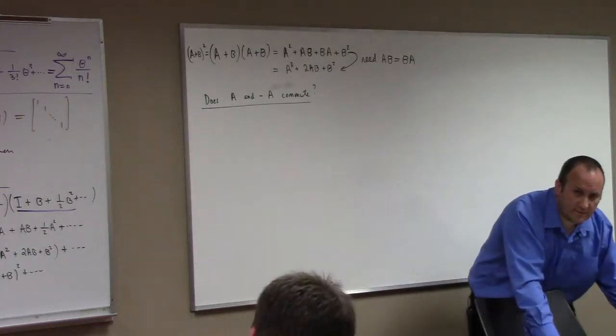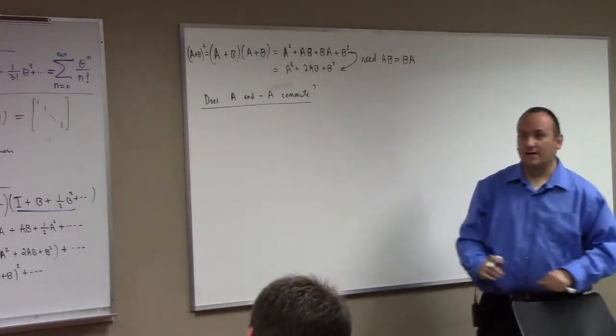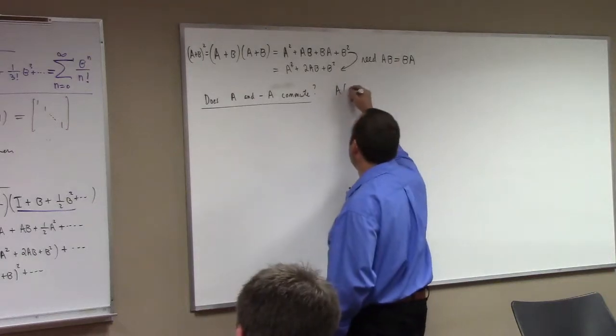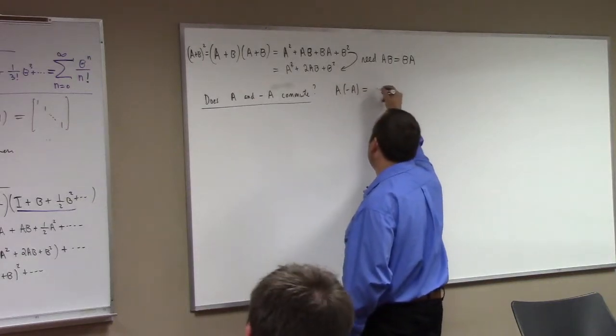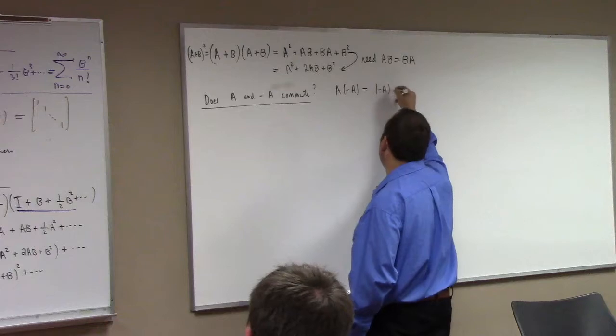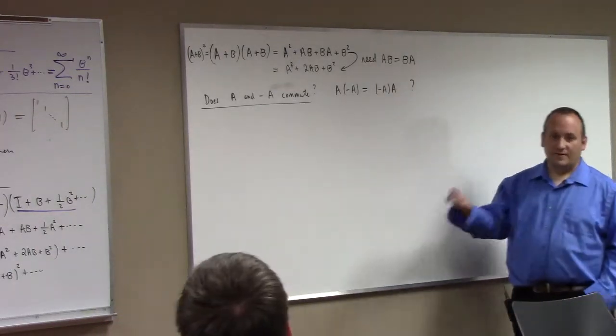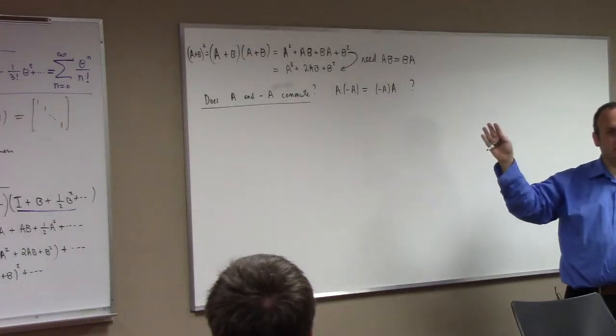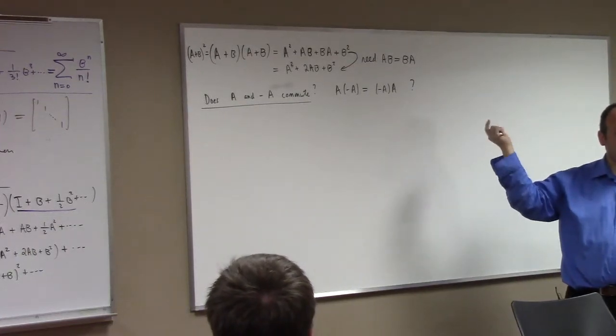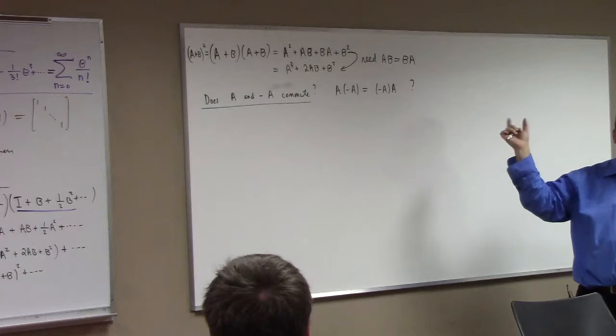Does a matrix commute with its negative? Like, think about this. If I have A times minus A, is that equal to minus A times A? Well, the answer is yes. We can pull minuses out, and so both of these are just equal to minus A squared. So any matrix commutes with its negative.